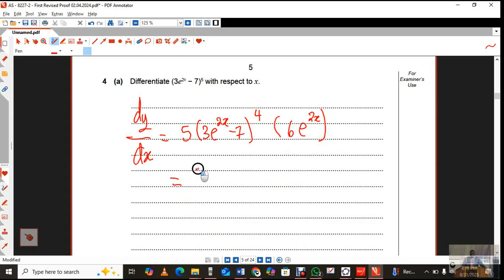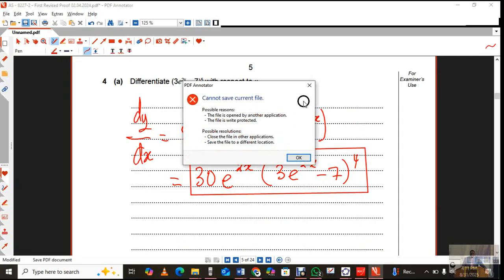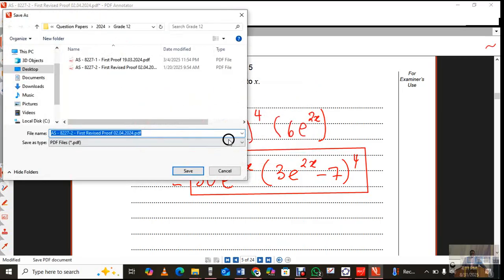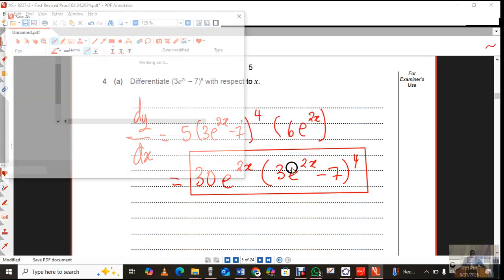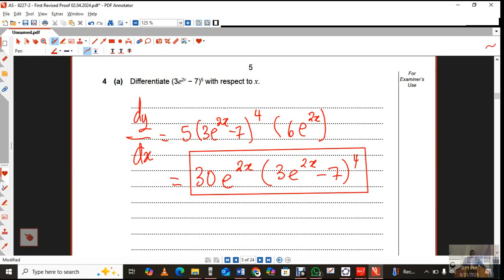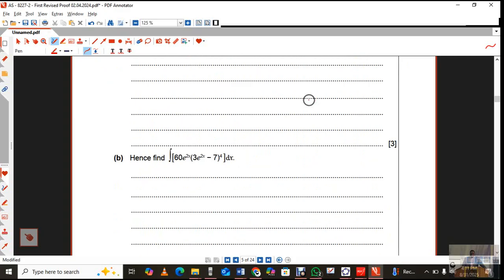The 6 times 5, that gives you 30e raised to the 2x, and then obviously you write the other stuff as they are there, 3e to the 2x minus 7 to the power 4. This is basically straightforward stuff that, again, we expect you to be able to do without having any problems. At this level, when you get to the second part of further, you should definitely be able to do this type of differentiation.